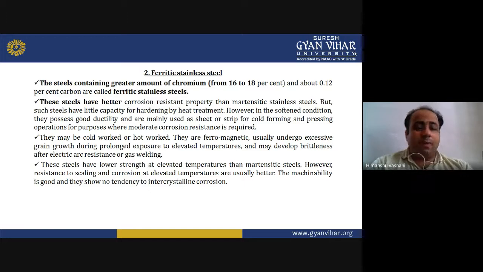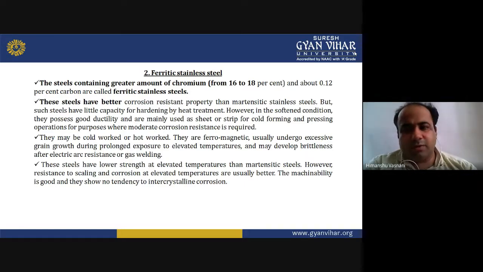Okay, these steels have better corrosion resistance properties than martensitic stainless steel. Remember this. As the steels have little capacity for hardening by heat treatment, in the softer condition they possess good ductility and are mainly used as sheet or strip for cold forming and pressing operations, for purposes where moderate corrosion resistance is required.